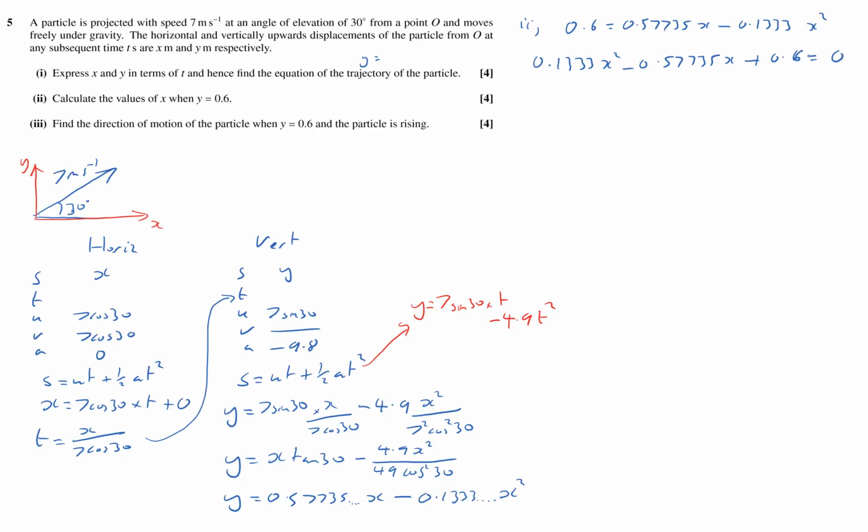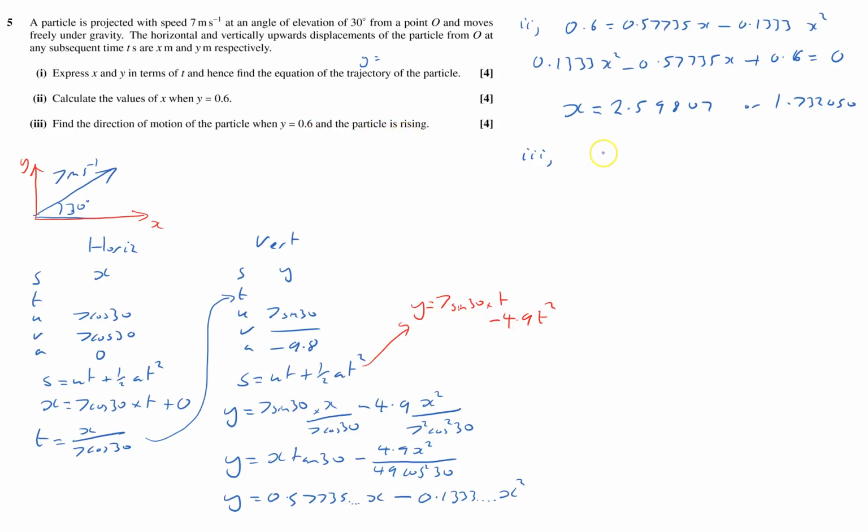And that's just quadratic in x, so I use the quadratic formula, so I get x equals minus b, so that'll be plus 0.57, etc. And then I'll work out that. That will give me x equals 2.598007, or 1.732050 from the quadratic formula. Part 3. Find the direction of motion when y is 0.6 and the particle is rising.